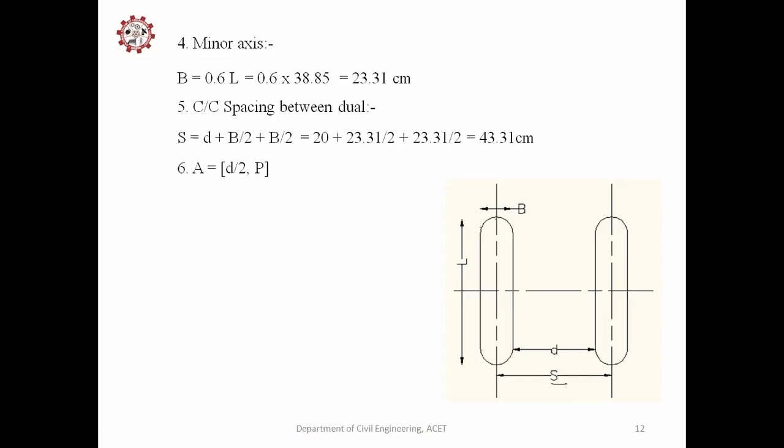Then 2 points again we need to plot. A is D by 2 and P. So D, 20 by 2, and 7500, which is the load for each gear. So you will get the point 10 and 7500. And B is 2S and 2P. So 2S, 43.31 into 2 gives 86.62, and 2 into 7500 gives you 15,000.